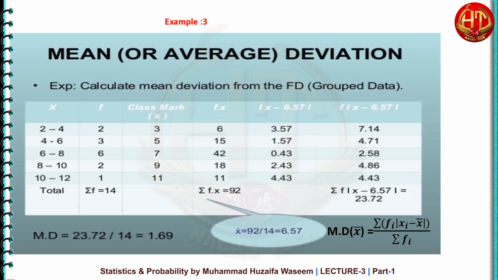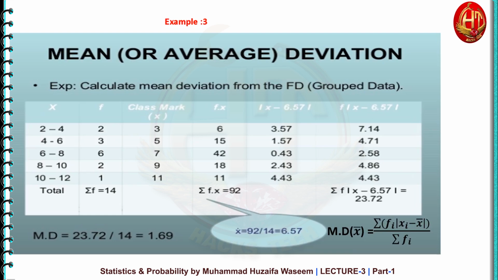So first make a column for the midpoint of the class interval or class boundaries. After that, multiply the class mark or midpoint by the frequencies, and then take the summation of this column, which is equal to 92. Then 92 divided by 14 is the arithmetic mean, which is equal to 6.57.